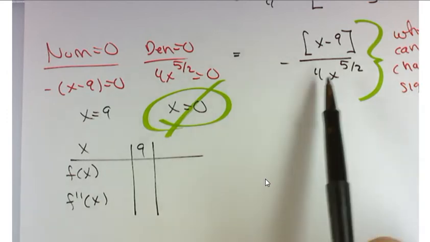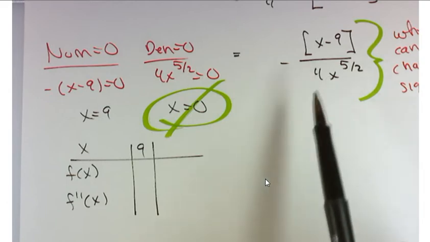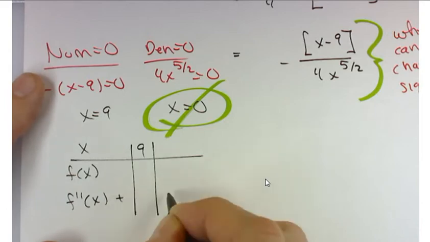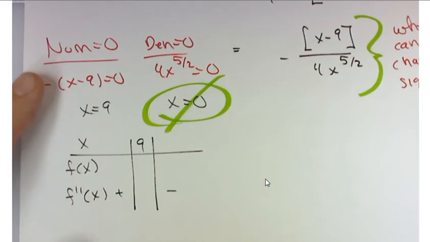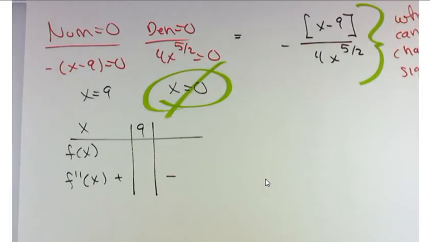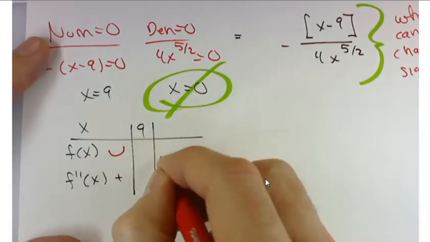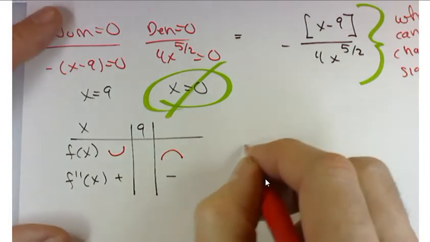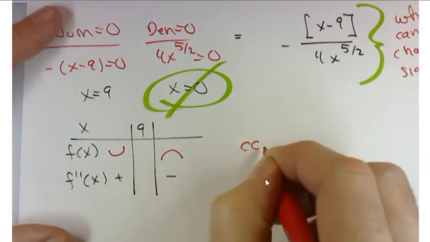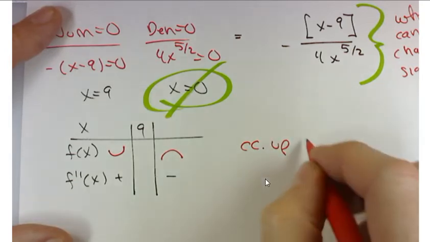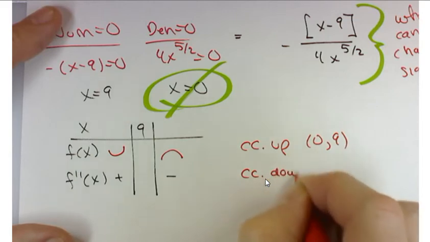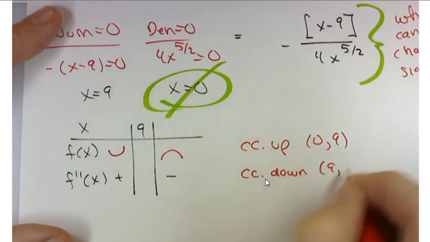To the left of 9, you're going to see that the second derivative is positive. To the right of 9, you're going to see it's negative. So in terms of our shape, that tells me that it's concave up and concave down. Concave up on the interval 0 to 9, concave down on the interval 9 to infinity.